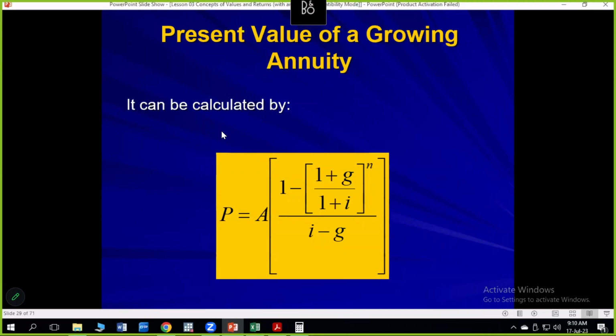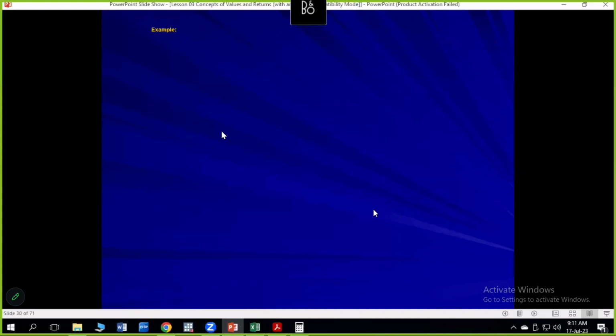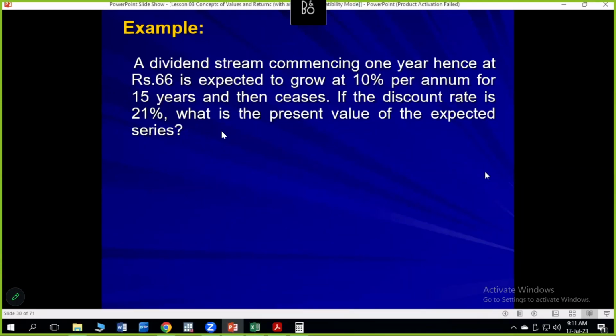So this is the formula: 1 minus (1 plus g over 1 plus i) to the power n, over 1 plus i minus g. You don't worry about the derivation of this formula. That is not your learning point. Your learning point is only the application. So take down this example also. A dividend stream commencing at 1 year, regards at 66, expected to grow at 10% per annum for 15 years and then ceases. The discount rate is 21%. What is the present value of the expected series?